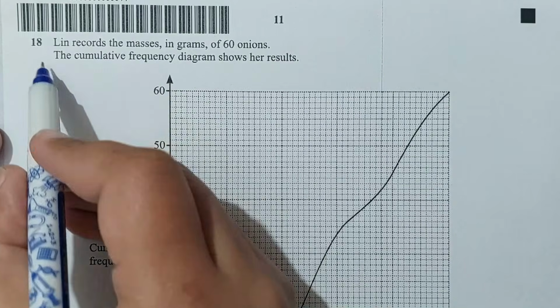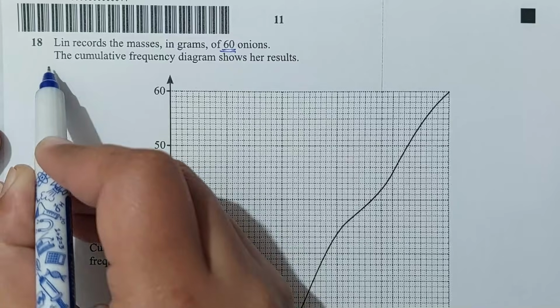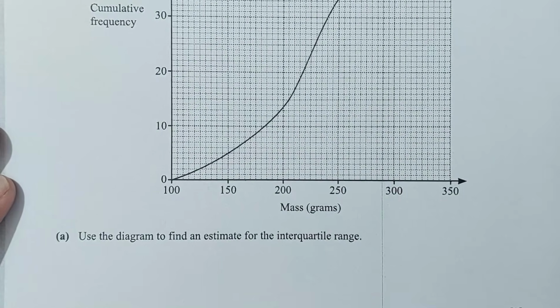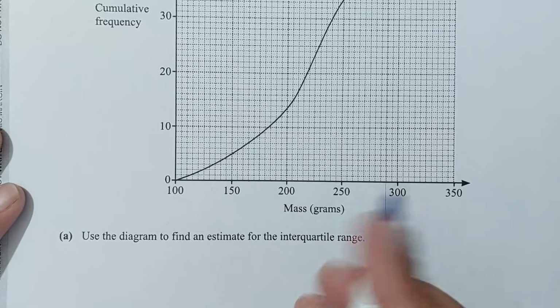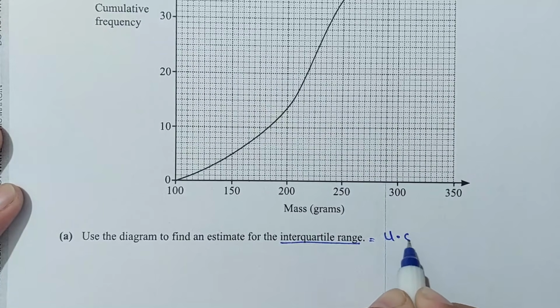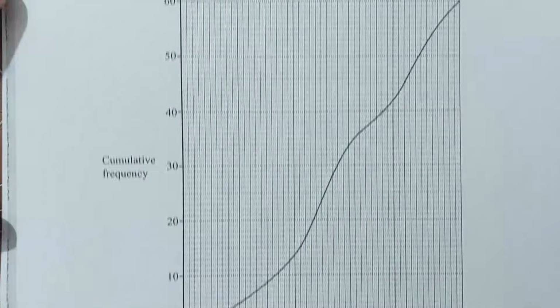Question number 18. Lynn recorded the masses in grams of 60 onions. Okay, the cumulative frequency diagram shows her result. Use the diagram to find an estimate for the interquartile range. Interquartile range is the difference between the upper quartile, subtract the lower quartile. What is the upper and the lower quartile now?